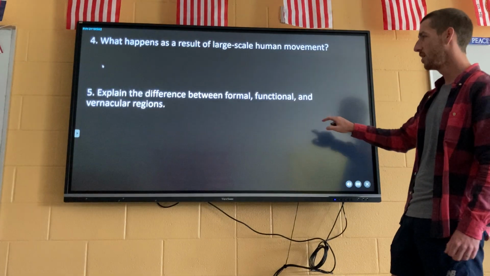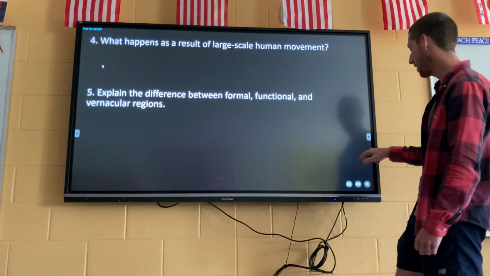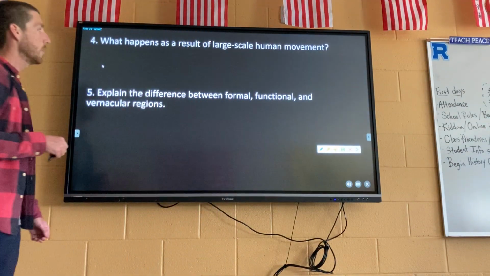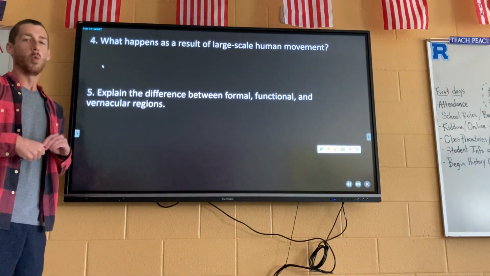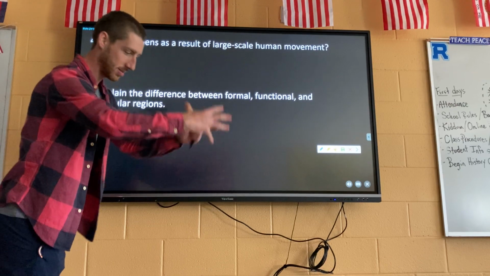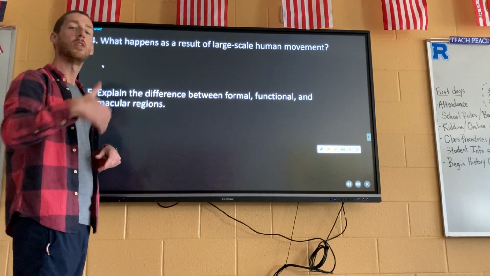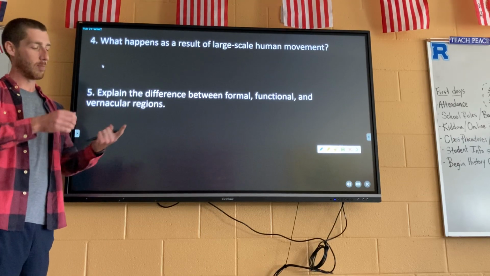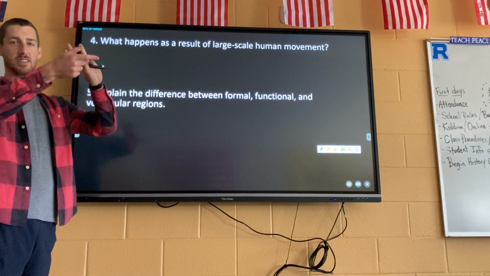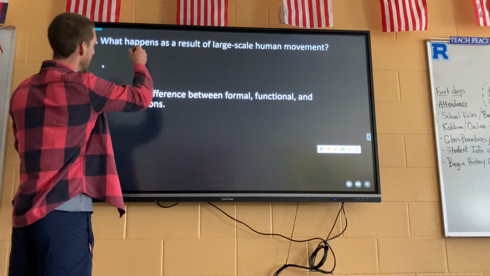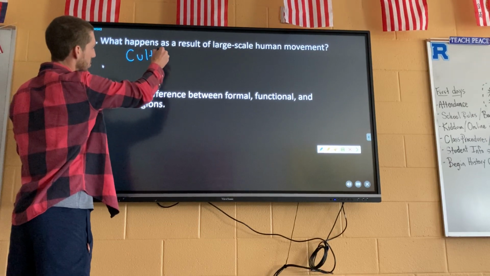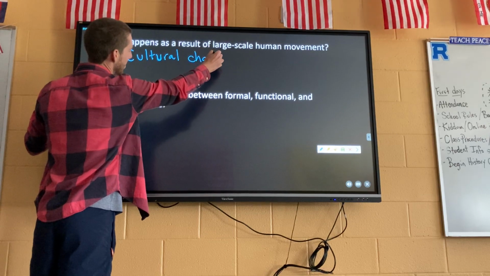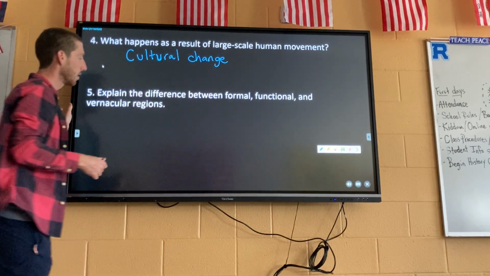Let's go. Last 2 here, and then I'll show you what your assignment is. What happens as a result of large-scale human movement? When humans move from one place, a certain country or wherever, to another country, state, wherever, what do they bring with them? They bring with them goods, ideas, and culture, okay? So cultural change. It's really that easy, cultural change, okay?